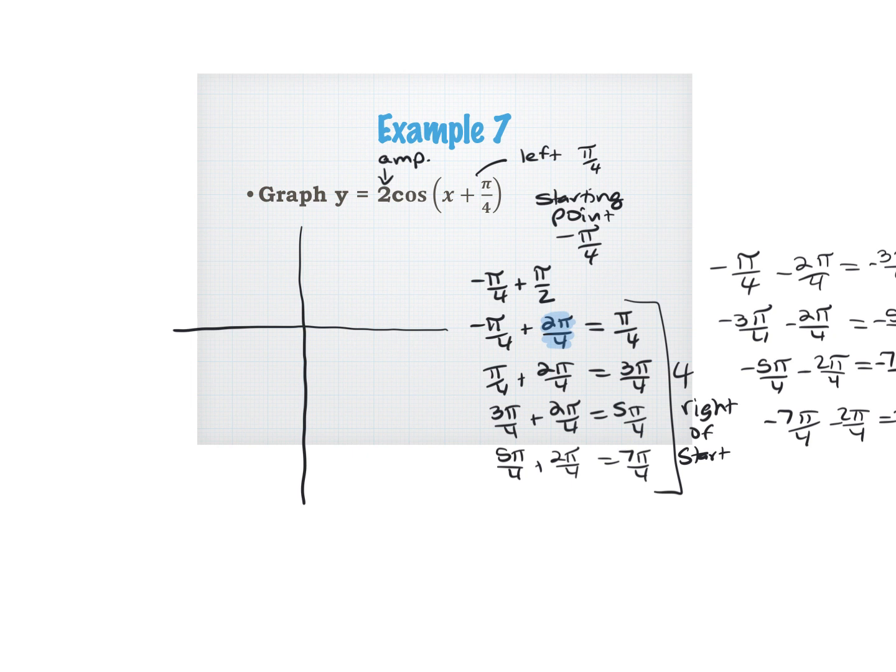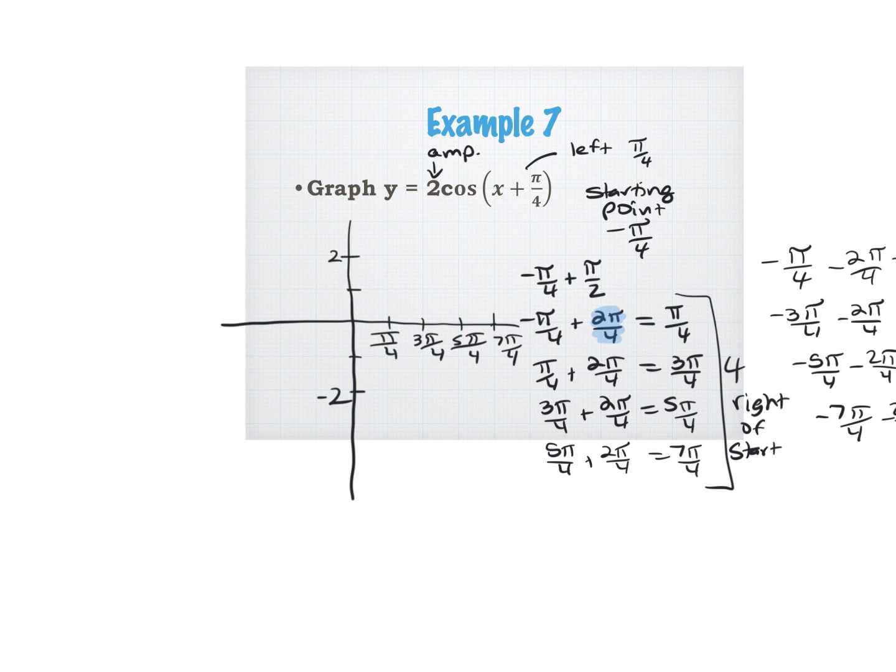Okay, so it did have an amplitude. So if you want to put a 1 and a 2, you can, but really all you have to put is -2 and +2. And then let's start labeling. So we've got pi over 4, 3 pi over 4, 5 pi over 4, and 7 pi over 4. And then I need to go and label the left side.